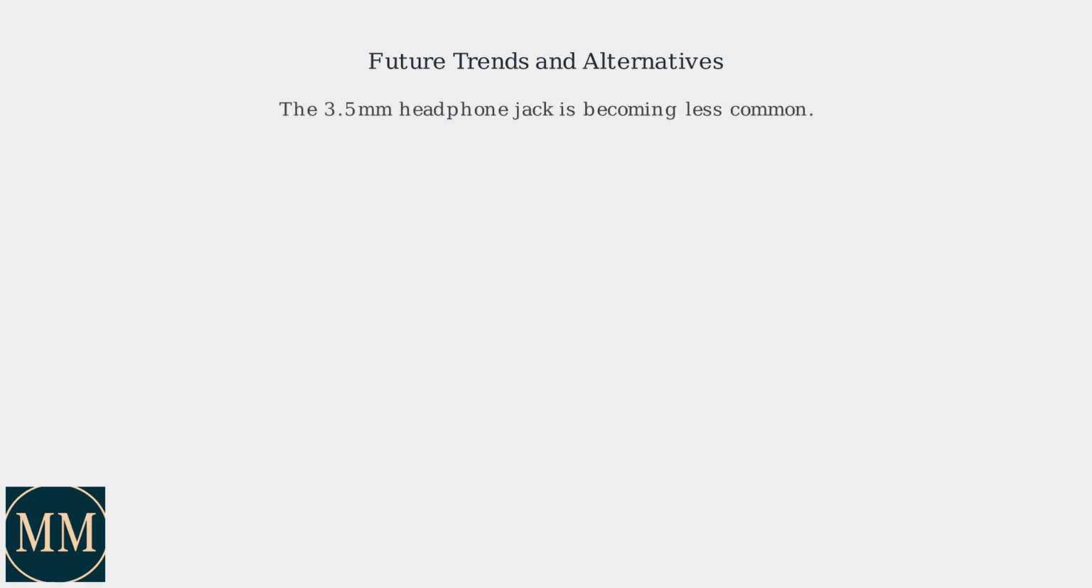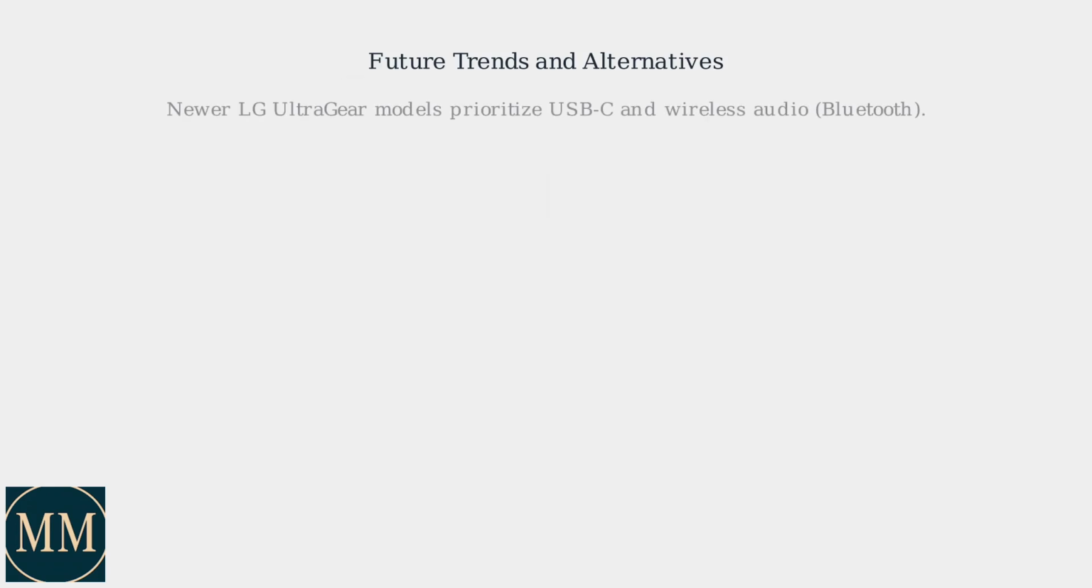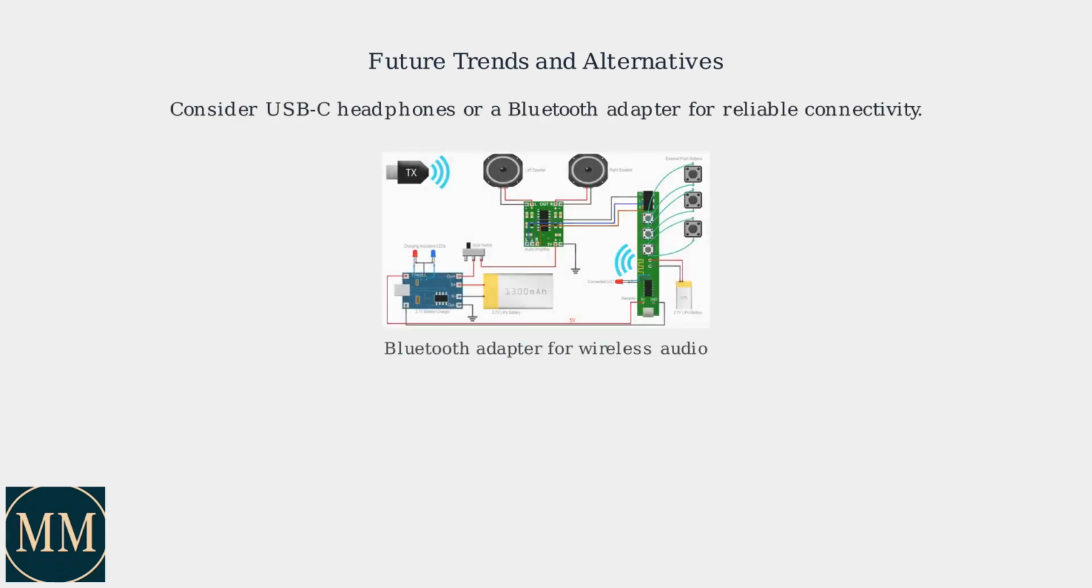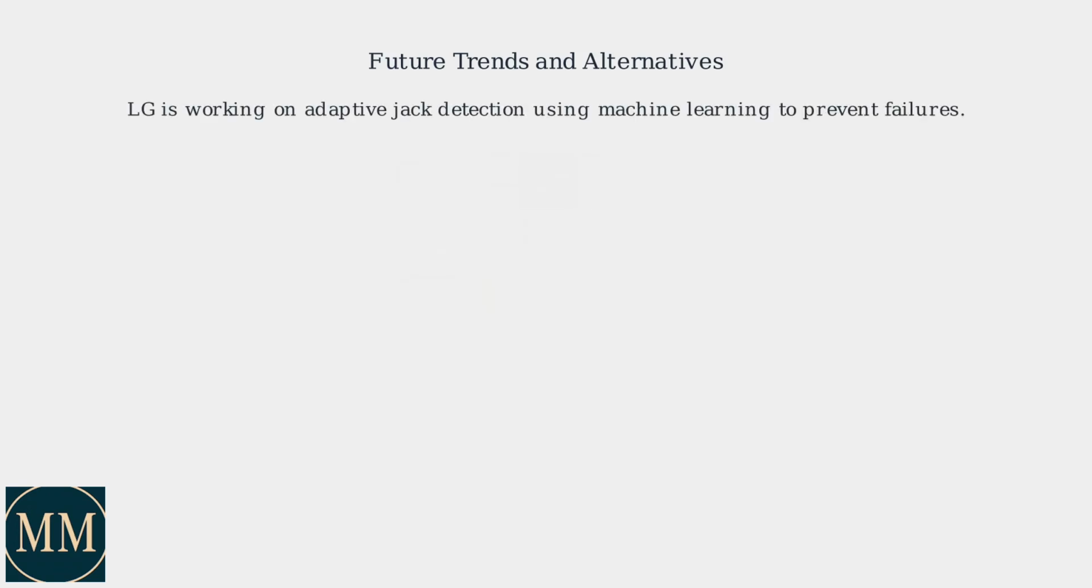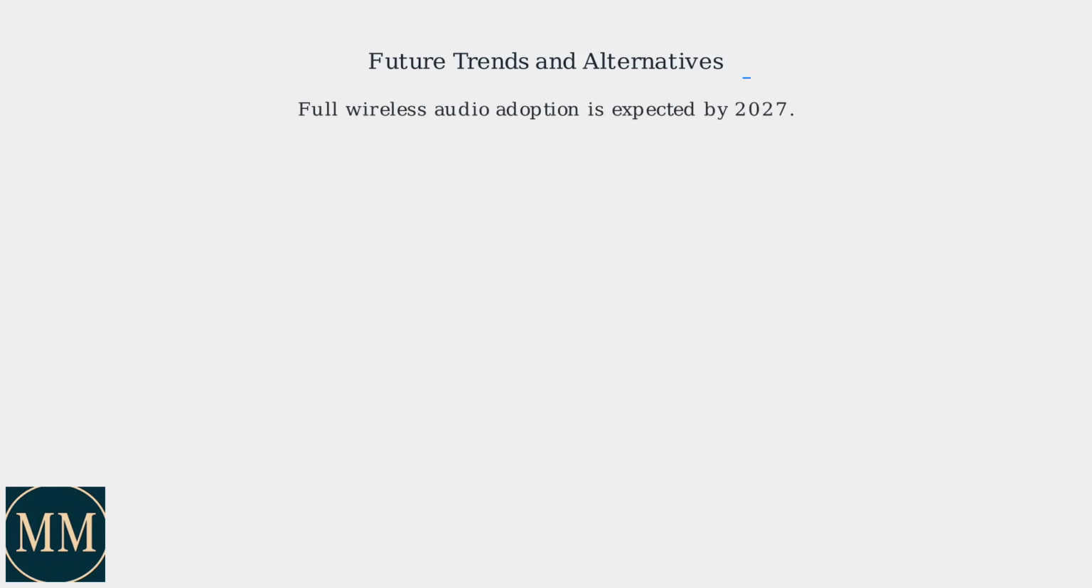The 3.5mm headphone jack is becoming less common as technology advances. Newer LG UltraGear models are increasingly prioritizing USB-C and wireless audio through Bluetooth for better integration. For more reliable audio, consider using USB-C headphones or a Bluetooth adapter instead of the traditional jack. LG is developing adaptive jack detection technology using machine learning to prevent future failures. Looking ahead, LG expects full wireless audio adoption by 2027, phasing out traditional jacks.